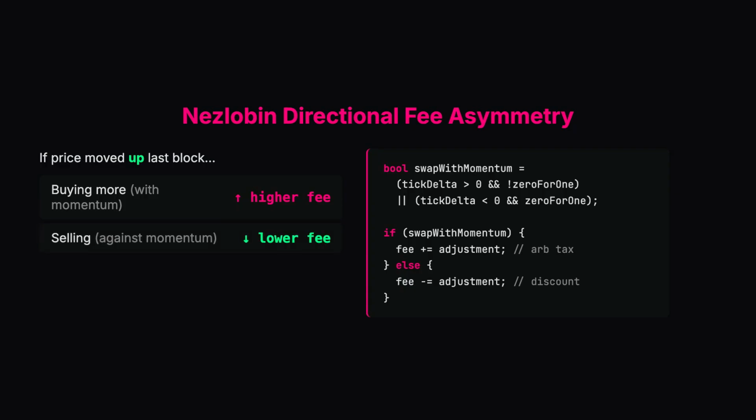On top of VPIN, we layer Nezlobin-style directional fee asymmetry, straight from the course. If price moved up last block and this swap keeps buying, that is momentum aligned, probably an arbitrager. We add a surcharge. If the swap goes against the momentum, that is organic rebalancing. We give them a discount, tax the arbs, reward the rebalancers.